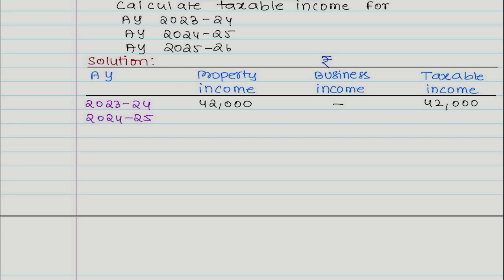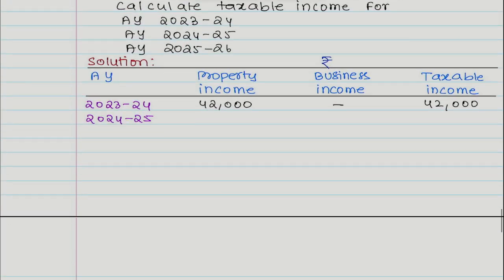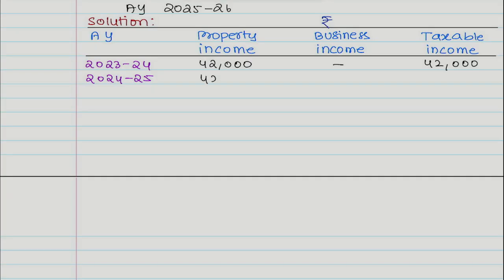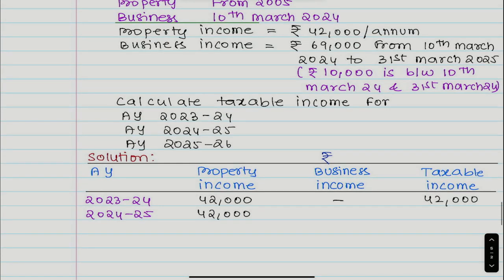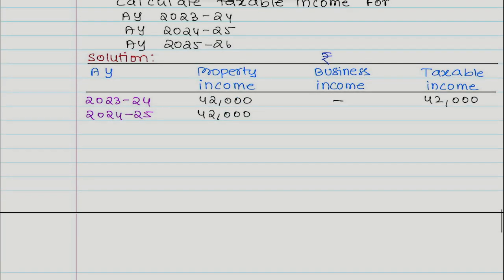Assessment year 24, 25. Previous year will be 23, 24. For the 23, 24, what is my property income? 42,000. Business income for the previous year 23, 24 will be only a period of 21 days. How much is my revenue? 52,000. Put a star mark here. We will write a note.